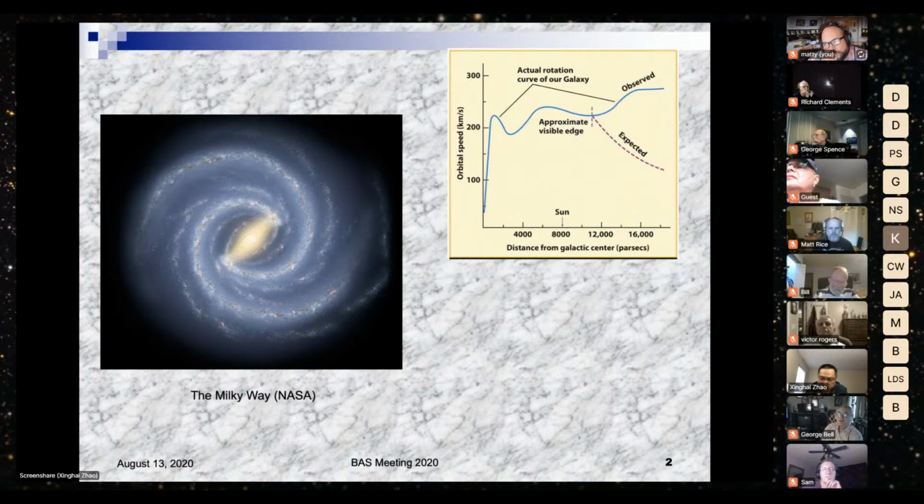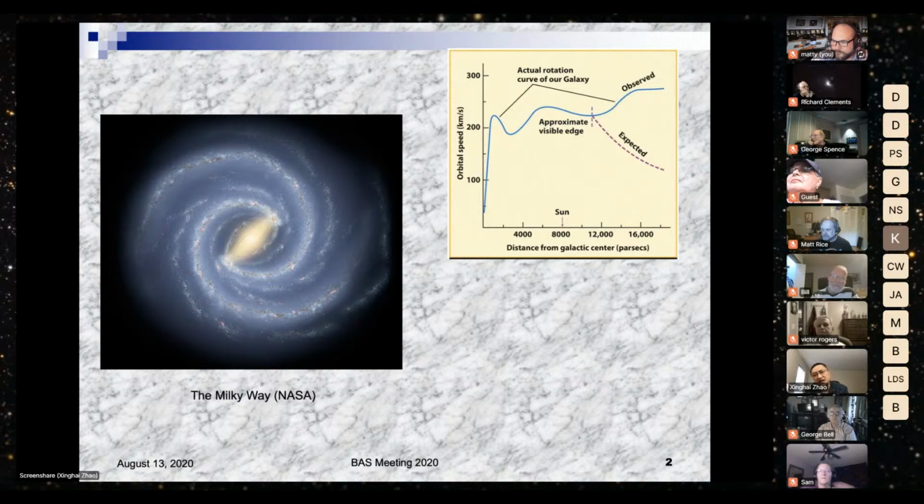This plot gives you the distance from the galactic center, in parsecs, where a parsec is 3.26 light years, and the orbital speed in kilometers per second. All those stars are orbiting around the center of our galaxy. Once you plot this rotation curve, you find it has a funny shape. One thing you notice is that for stars further away from the galactic center, the speed is not decreasing. It flattens, and actually even increases a little bit. That is what we observe.